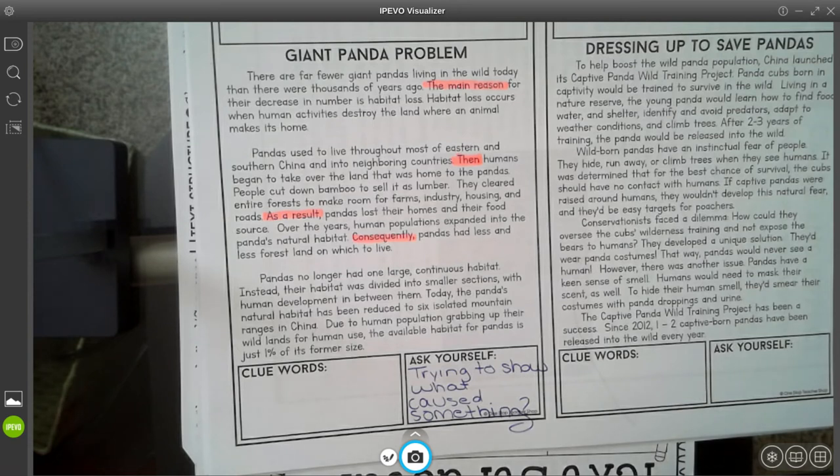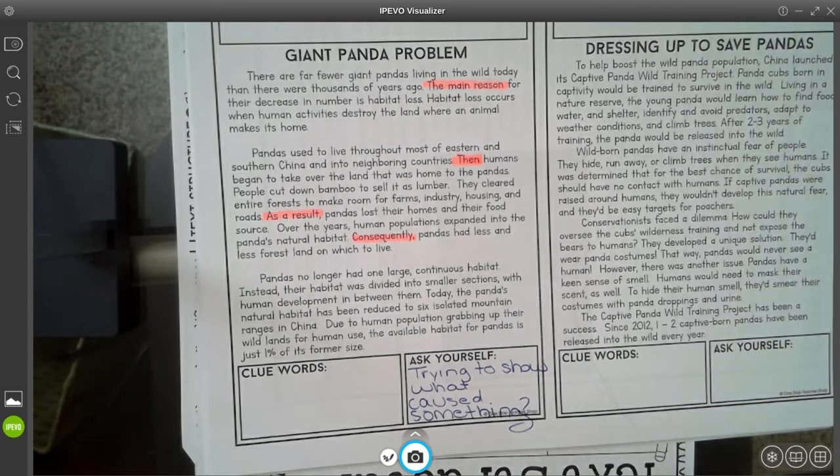What is a clue word that you underlined in this text to help you understand that this is a cause and effect relationship? Go ahead and pause your video again and come back as soon as you've underlined a transitional phrase or clue word that helps you to identify this text structure.